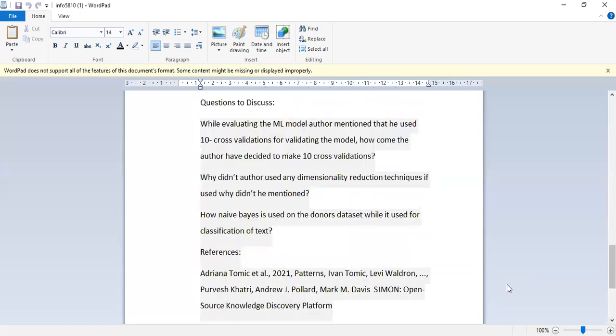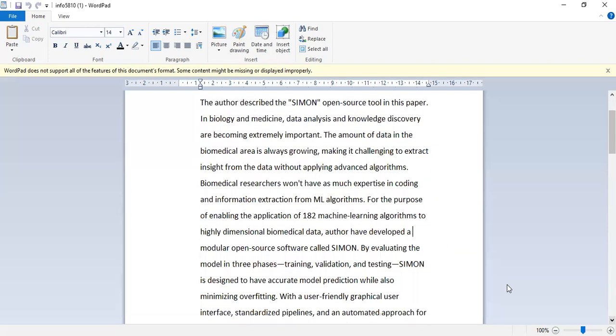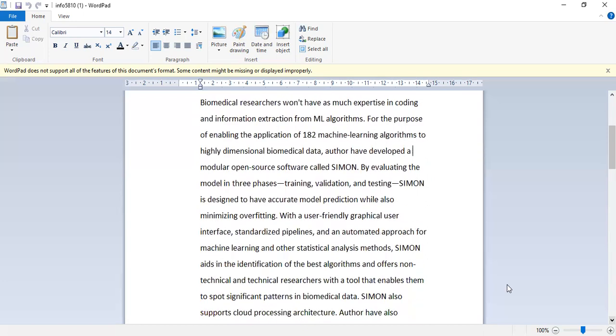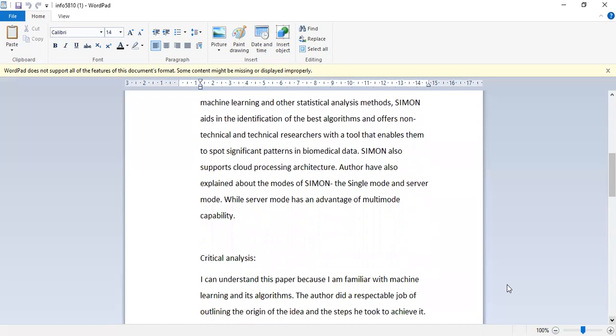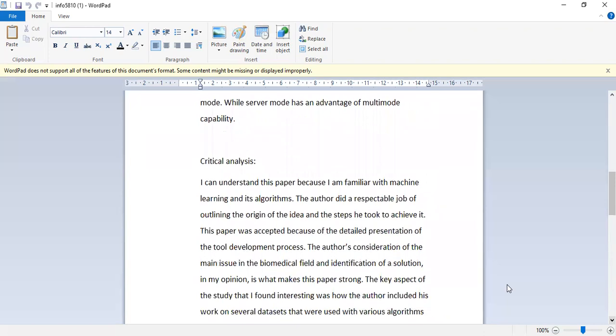And I pretty much understand this algorithm. I'm familiar with machine learning. I also did a course in machine learning during my master's. So the author did a respectable job of outlining the origin of the idea.